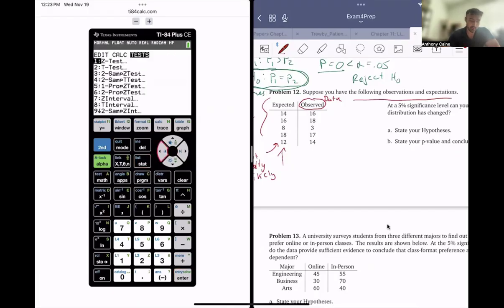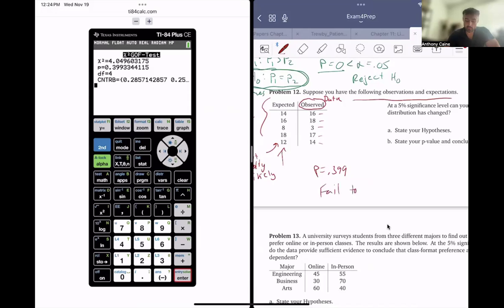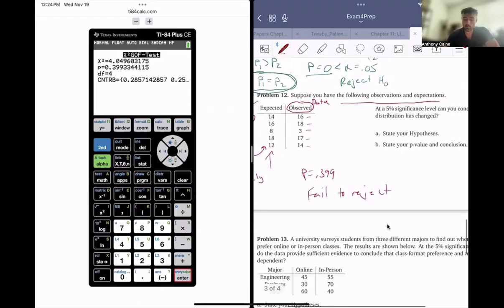Let's go back to the stat menu, go to test, go to goodness of fit. We have all that. How many categories are there? 1, 2, 3, 4, 5. So my degrees of freedom is still 4 because it's 1 less than my number of categories. Calculate. What's the p-value? It's 0.399, good enough. And so we fail to reject.